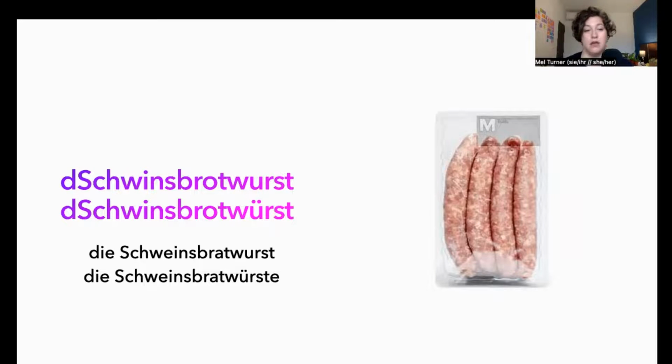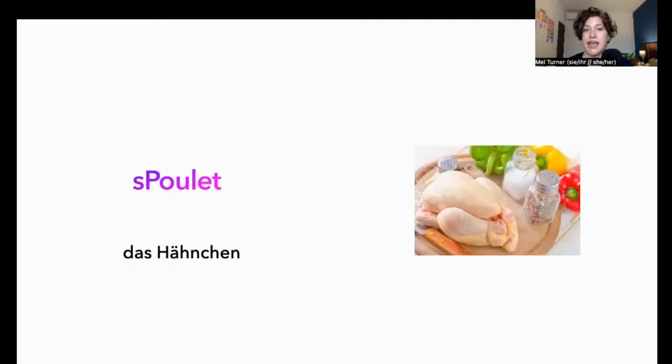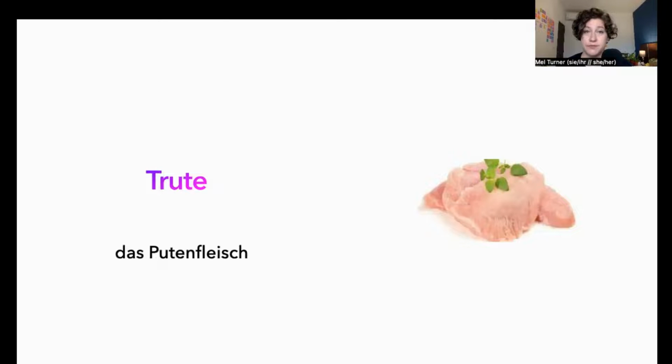That's how that looks. Schweinsbratwurst. That one actually has no veal in it, as far as I know. That's actually just pork. Das Poulet, das Hähnchen, chicken. Here we don't call the animal Poulet, we call the animal in Swiss German Huhn, and the food is Poulet. And then Trute. Trute is Putenfleisch auf Hochdeutsch, and in English that would be turkey.